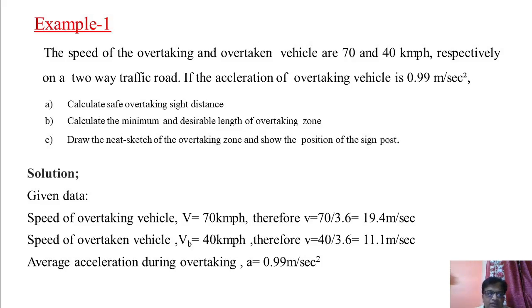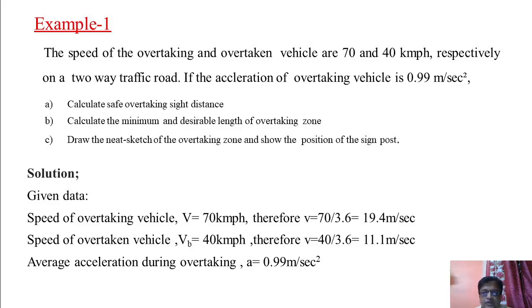So calculate the safe overtaking sight distance. Calculate the minimum and the desirable length of overtaking zone. Draw a neat sketch of the overtaking zone and show the position of signposts, where you need to show the signpost that is the start and also the end of your overtaking zone. Solution. So let's see what is the data given.